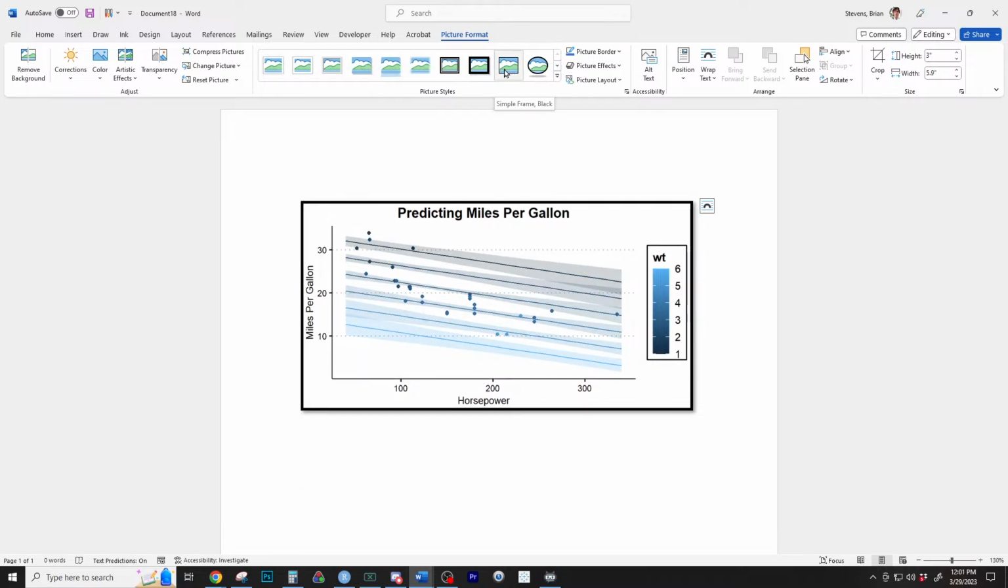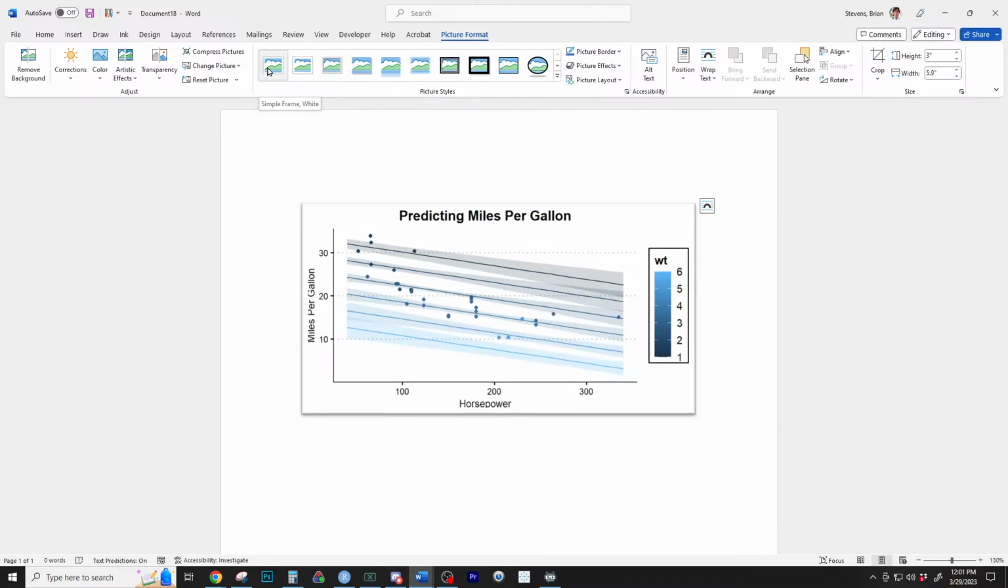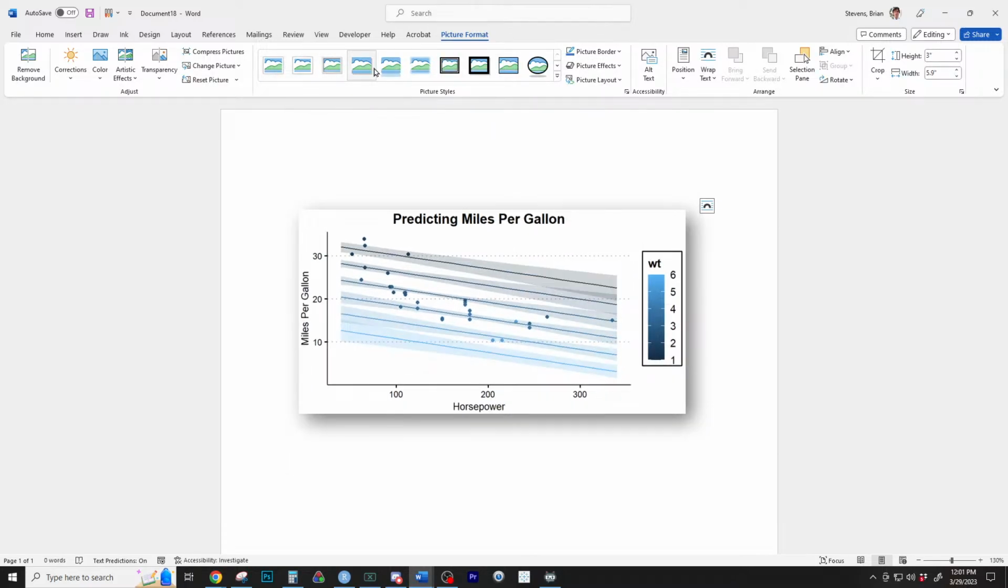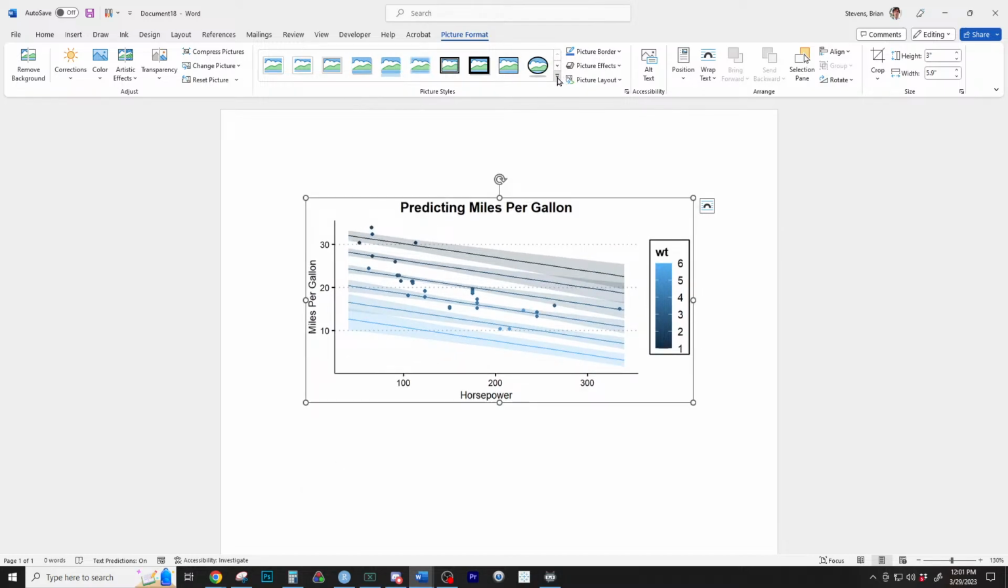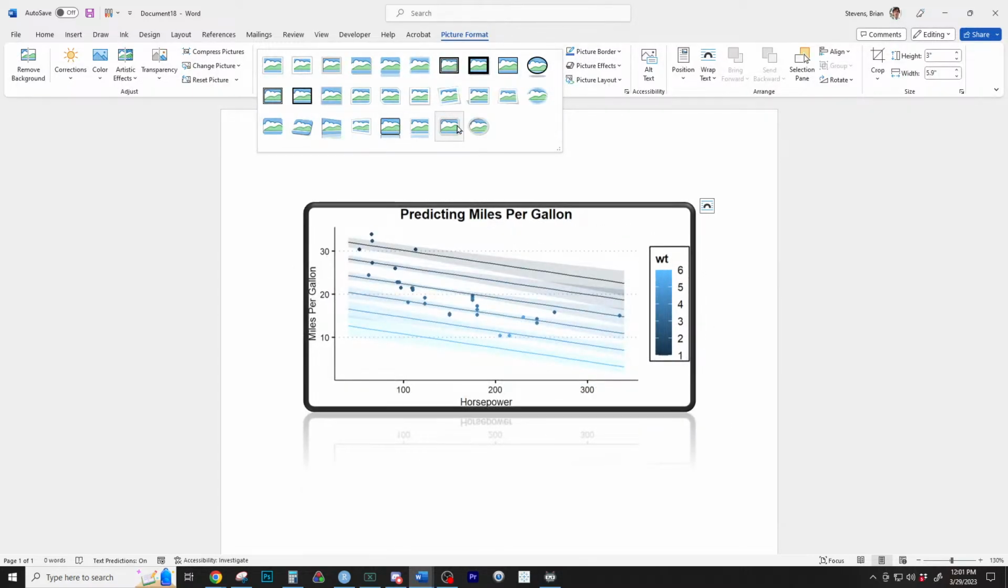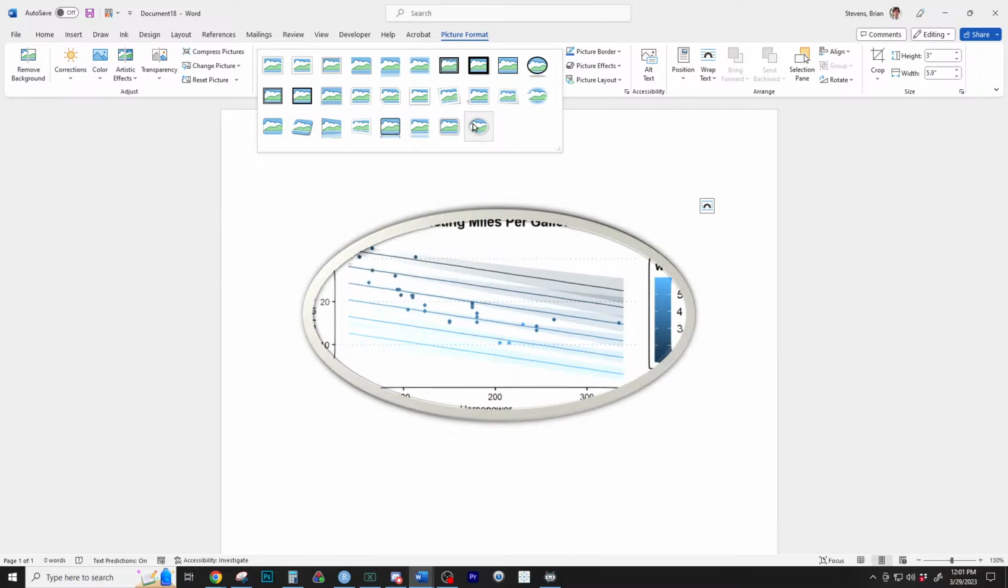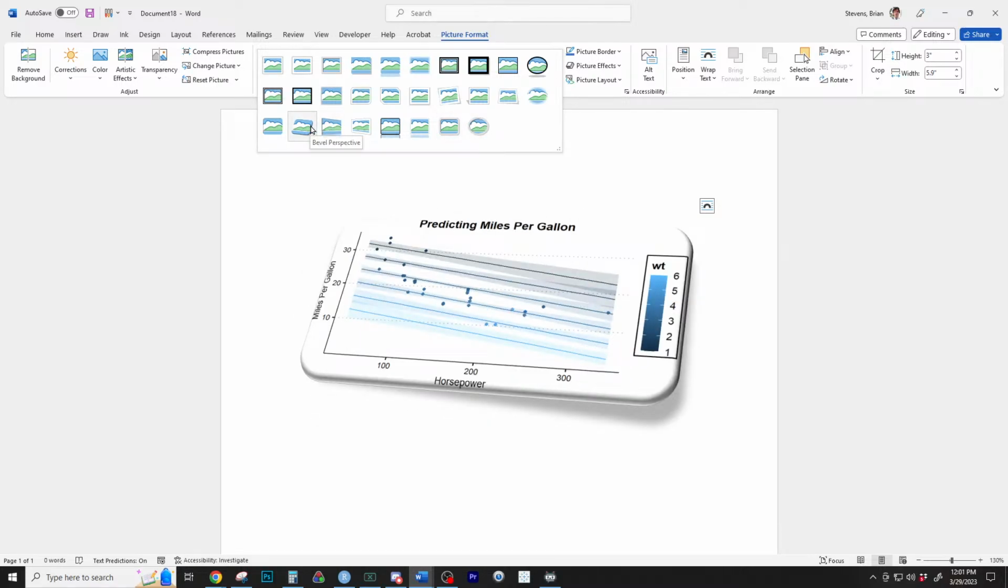And then a nice border around it too might work. But that kind of makes it pop a little bit from the page, gives a little bit of depth. There's lots of options, though. I would be careful. I wouldn't do crazy things like this that are going to destroy the ability to see your image.